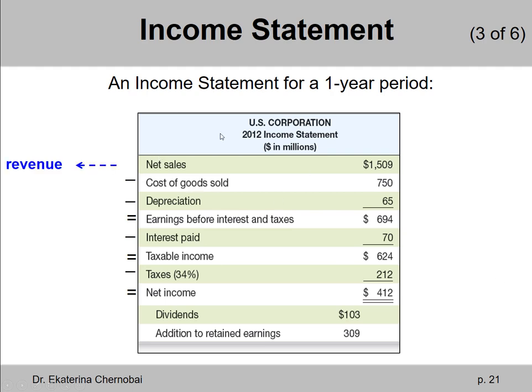So to summarize, in an income statement, the first item, the first row, is the revenue. Everything else is expenses. And when we subtract expenses from the revenue, we get the profit for the year, also known as net income.